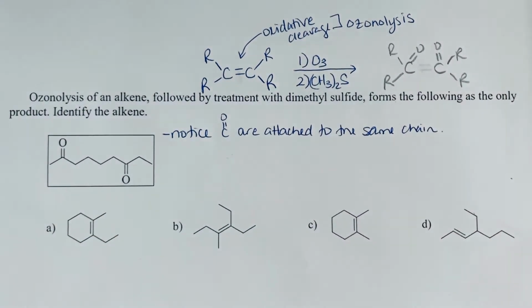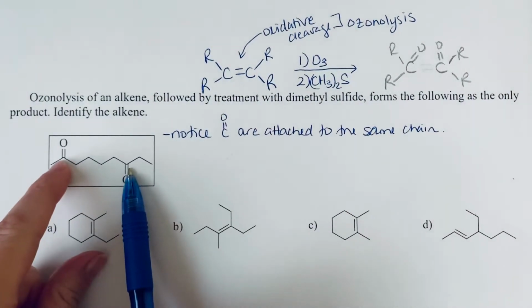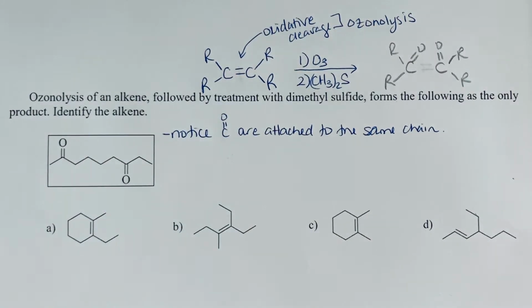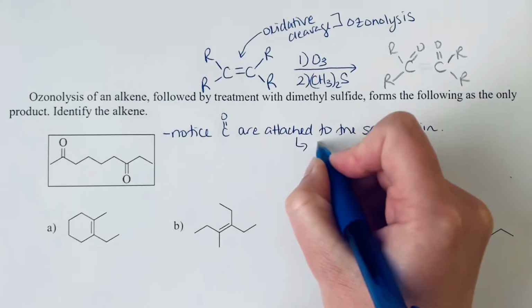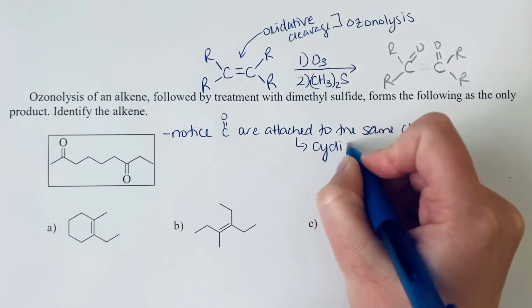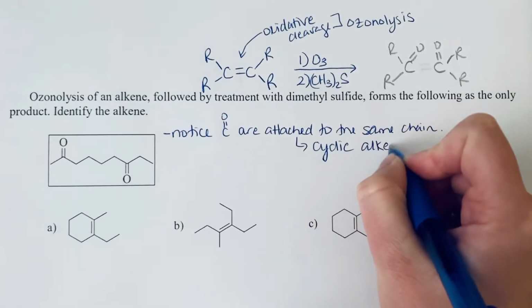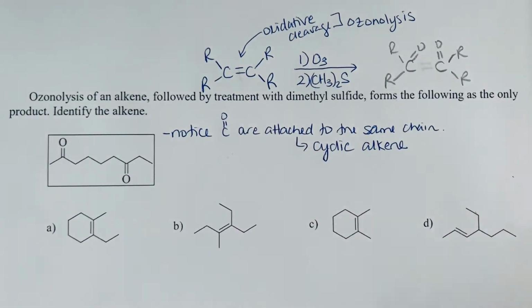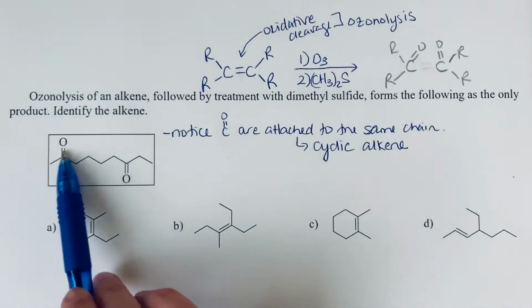So why is this important? Well, if they're attached to the same chain, that means that they used to be attached together. So this means that we had a cyclic alkene, right? Because if we had an acyclic alkene, we would have broken it into 2 carbonyl fragments. Instead, they're attached to each other.